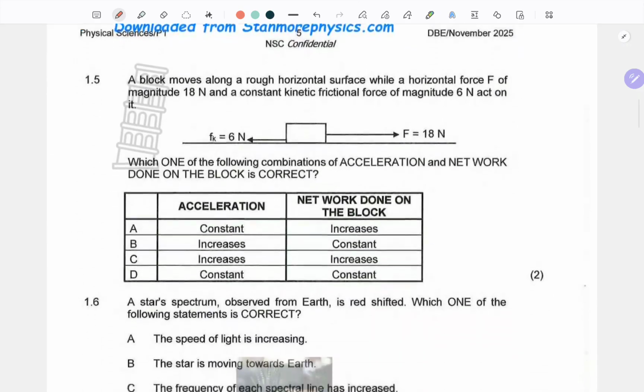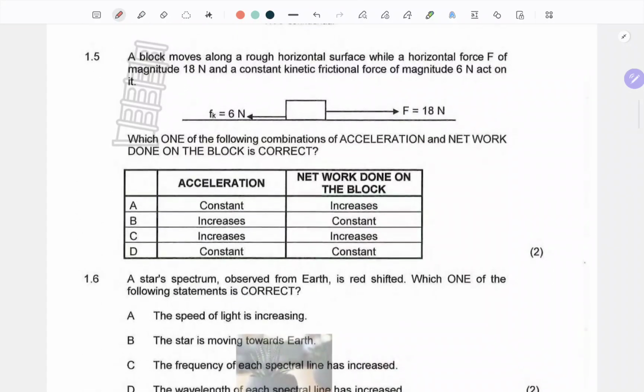That's the skill here. Now 1.5 says a block moves along a rough horizontal surface. So rough means there's going to be, if this is a moving object, so this is Fk, right? This is kinetic friction. While a horizontal force F of magnitude 18 newtons and a constant kinetic frictional force of 6 newtons act on it. Okay, right, so here's the sketch.